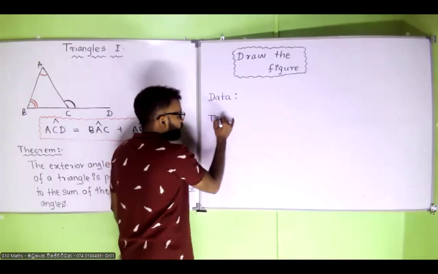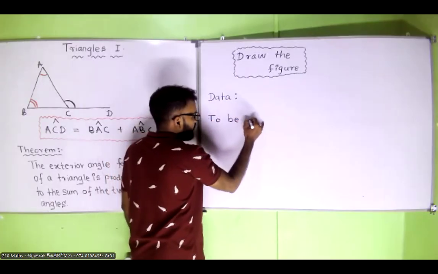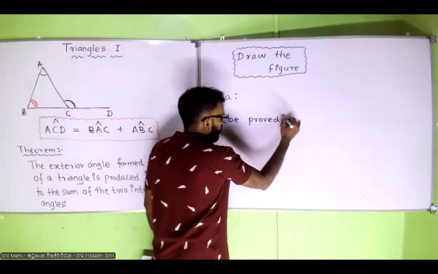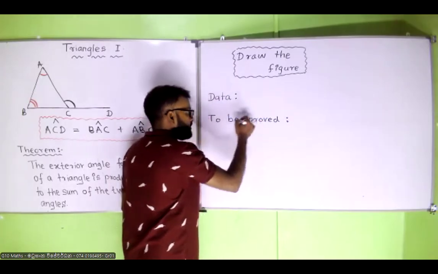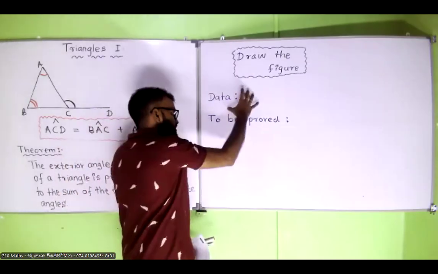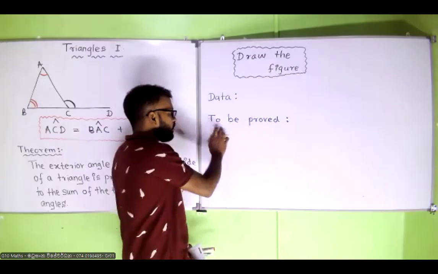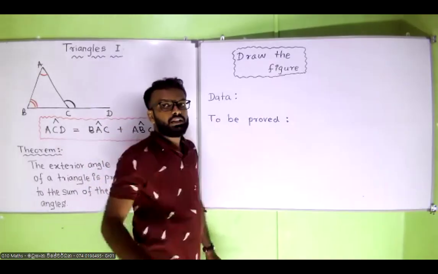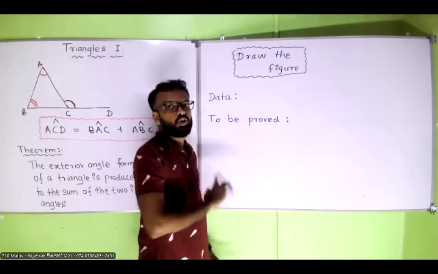That means to be proved. In the second place, we are going to write what is to be proved. This is the thing that we are going to show. If this is the data, then we are going to show this. This is the proof that we are going to show.